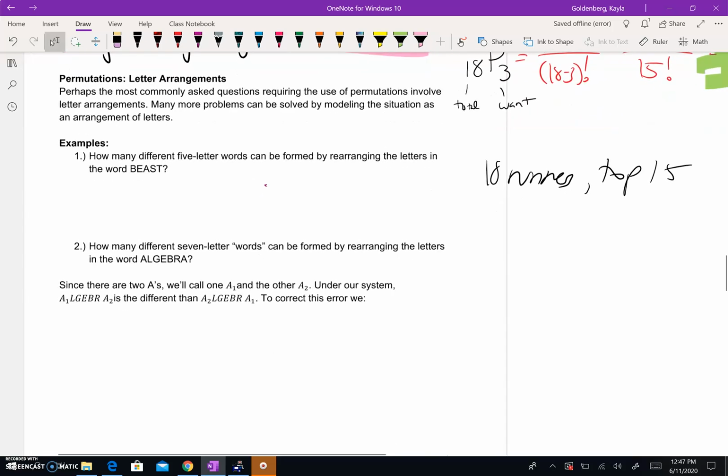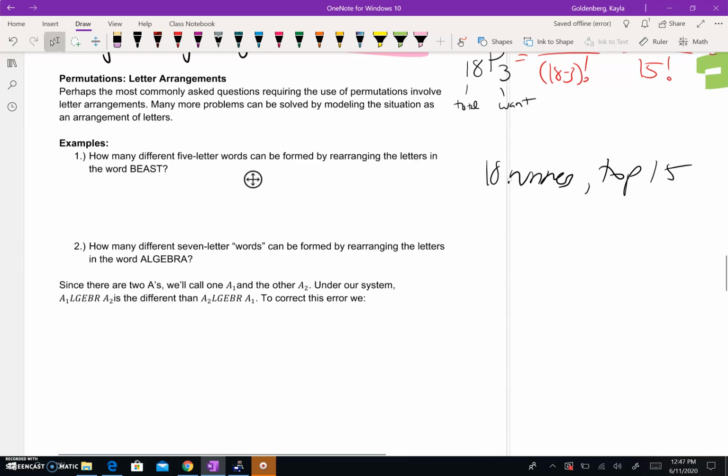So first question: how many different 5-letter words can be formed by rearranging the letters in beast? For the sake of this argument, I'm just going to write the word backwards. We're going to assume that beast spelled backwards is a word, and any arrangement of the 5 letters is a word. So we're just going to accept pretend words in this scenario, is generally the expectation.